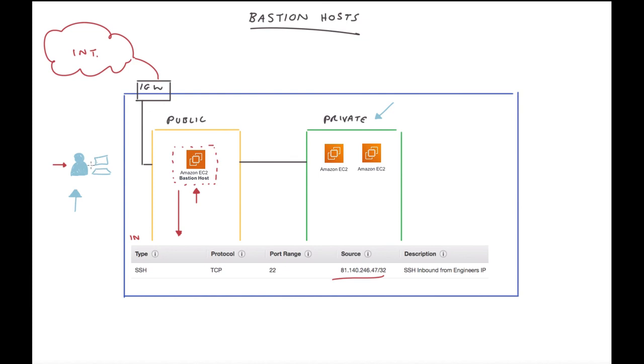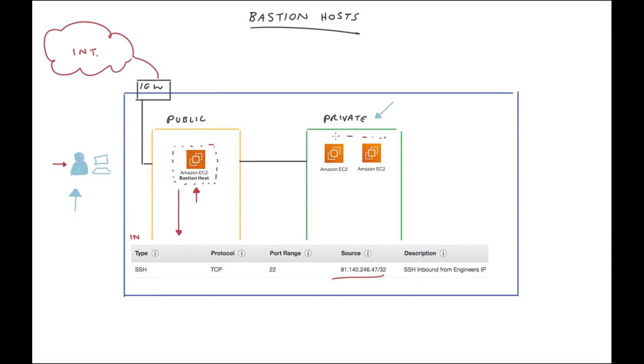Now that's great, because this engineer can then gain access to the Bastion host here. And then what that engineer can do is use this as a jump server and connect from the Bastion host through to our EC2 instances here. But before any of that can happen, we need to set up another security group for our EC2 instances here.